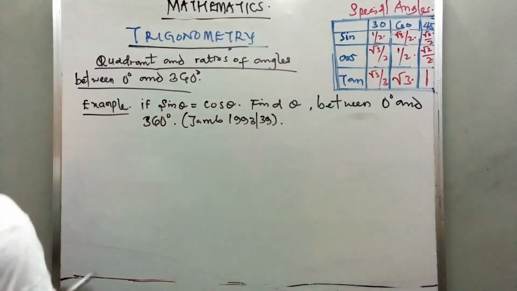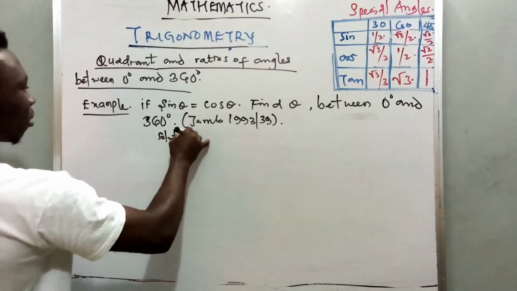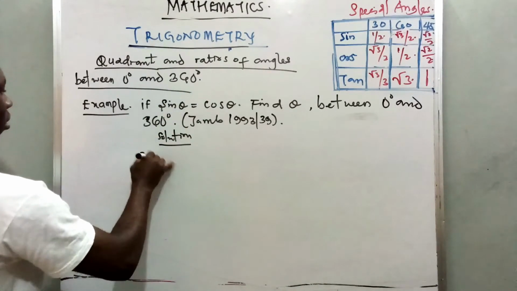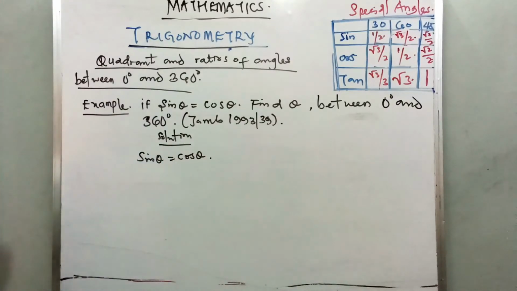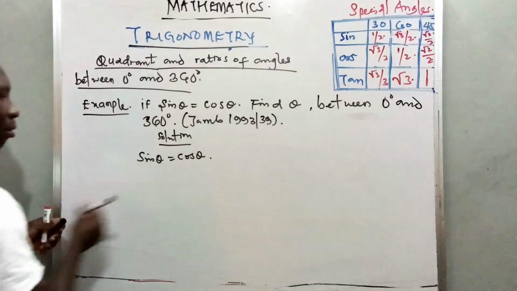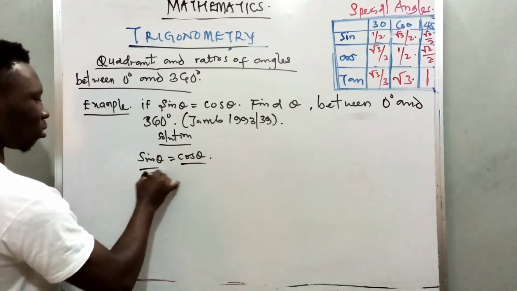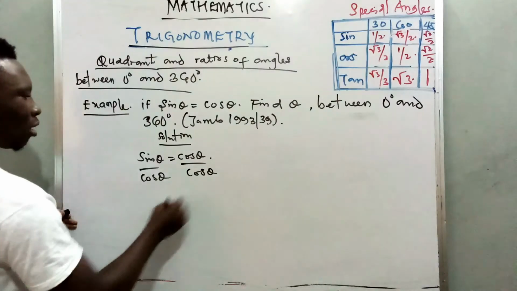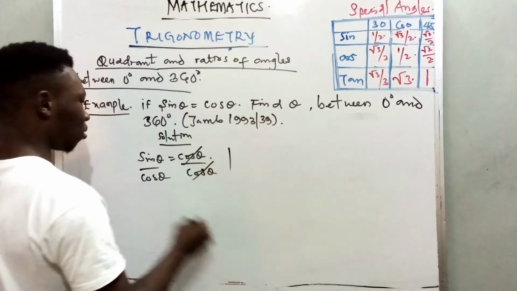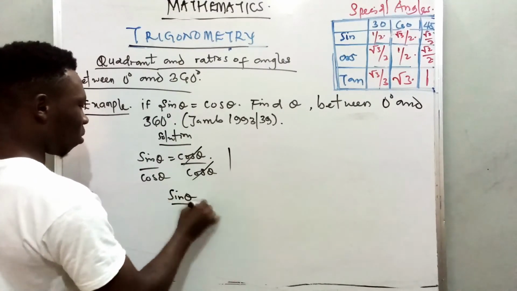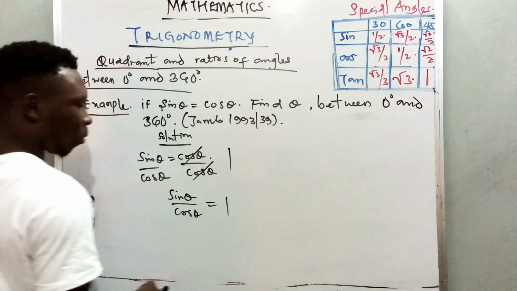Now, look at this question. Solution. The question said, if sine theta is equal to cos theta, find the value of theta between 0 degrees and 360. Now, at this junction, this is a very tough one, but it's very, very easy. This is what you're going to do: simply divide both sides by cos theta. So cos theta cancels cos theta, and this is going to give us 1. So sine theta over cos theta is equal to 1.